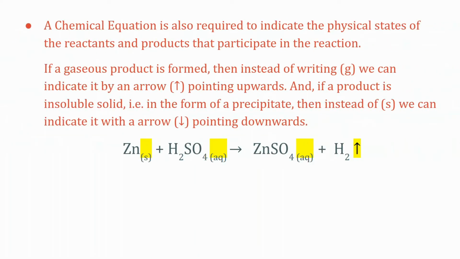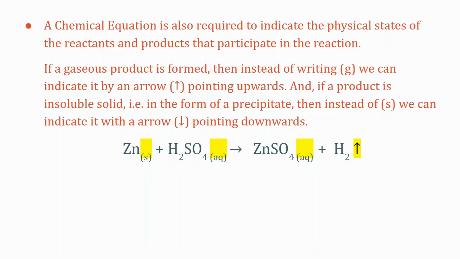Next slide. A chemical equation is also required to indicate the physical states of the reactants and products that participate in the reaction. For example, here you have zinc, okay, and it is added to H2SO4. Okay, fine, that much I understood. Now it is forming new products, which is shown by the arrow on the right side. That is a forward reaction, and that forward reaction is forming 2 new products, which are ZnSO4 and H2.